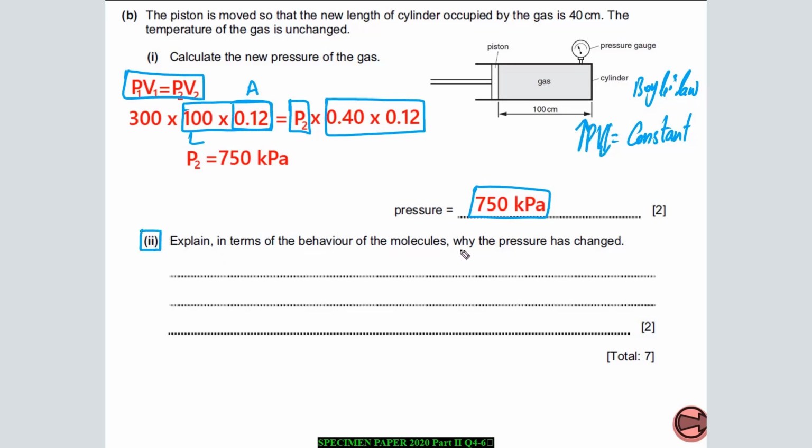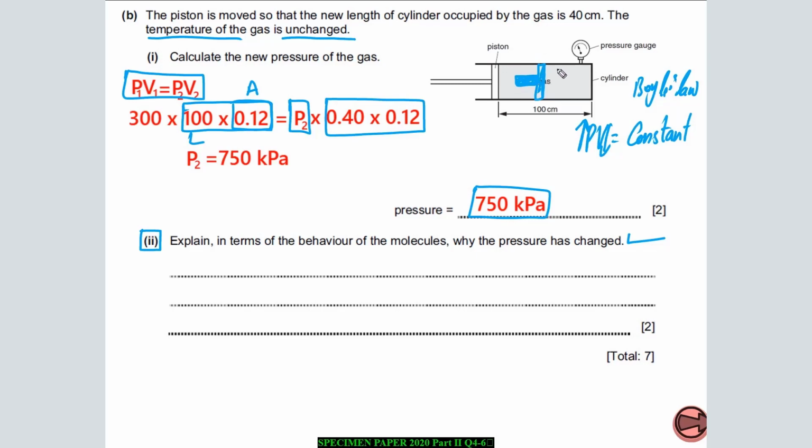Explain in terms of the behavior of the molecules why pressure has changed. As I mentioned before, the volume has been decreased. This is a very common misconception among many students. They think that when the volume is decreased, the speed of molecules increases. No, the speed of molecules only increases if the temperature increases. In this case, the temperature of the gas is unchanged, so the speed of molecules is not changing.